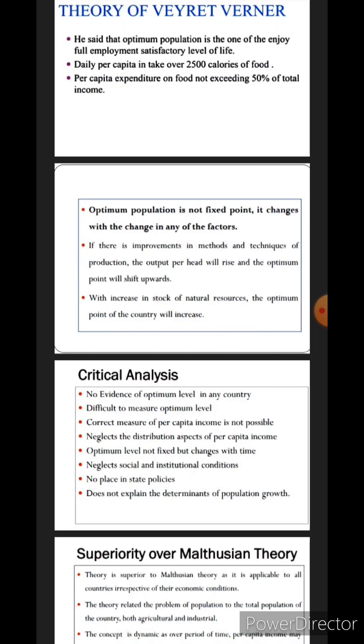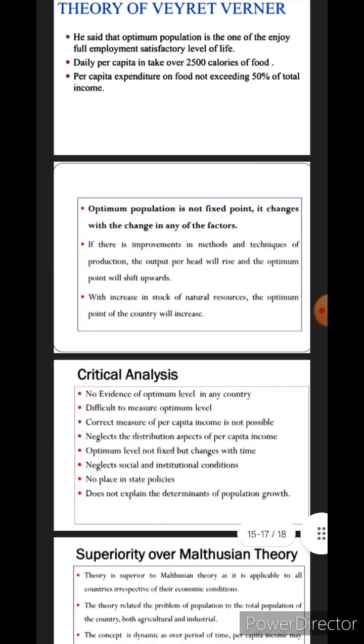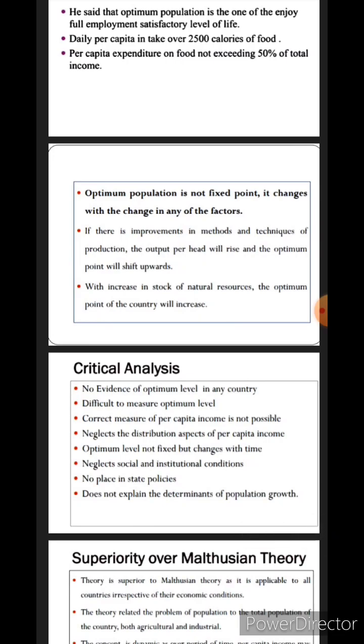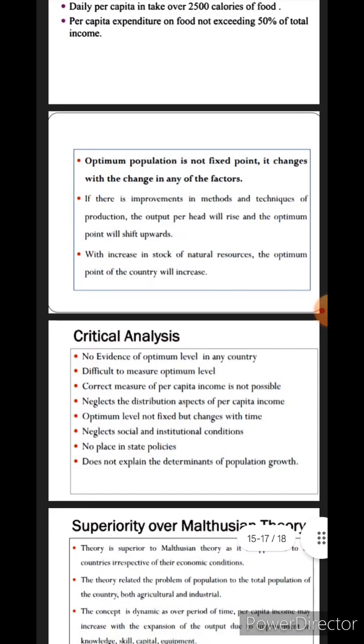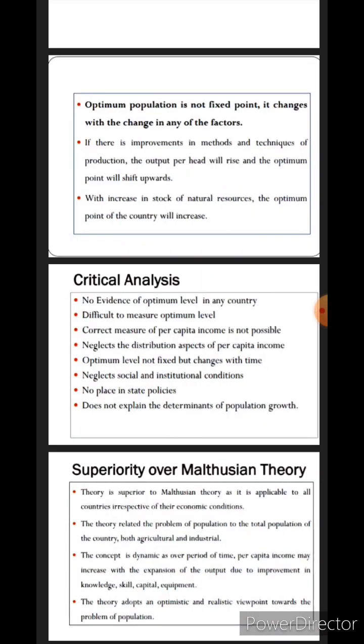And now we discuss the criticisms of this theory. There is no evidence of an optimum level in a country, it is difficult to measure the optimum level, correct measures of per capita income are not possible, it neglects the distribution aspects of per capita income, the optimum level is not fixed but changes with time, it neglects social and institutional conditions, it has no place in state policies, and it does not explain the determinants of population growth. Priority over Malthus's theory.